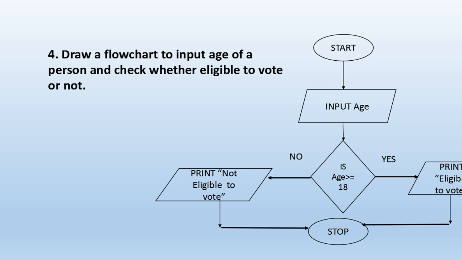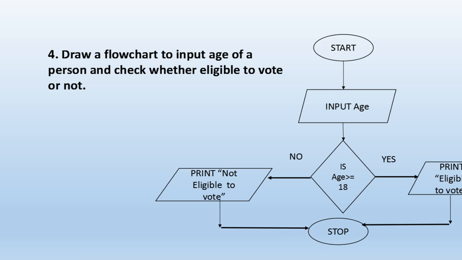Now this is a flowchart that will input the age of a person and check whether eligible to vote or not. This is start, input age. If age is greater than or equal to 18, then print eligible to vote and then stop. And if it is no, it will print not eligible to vote and it will come and stop here, right?